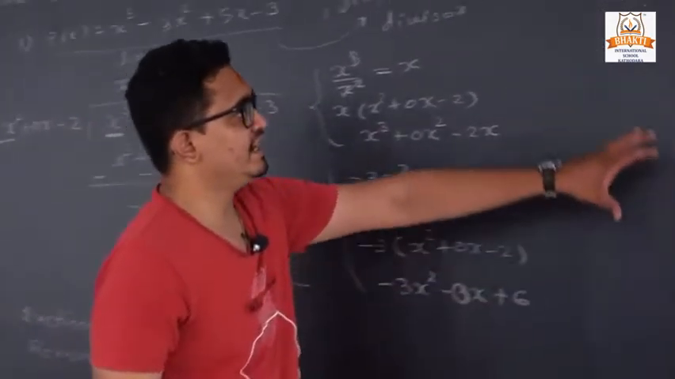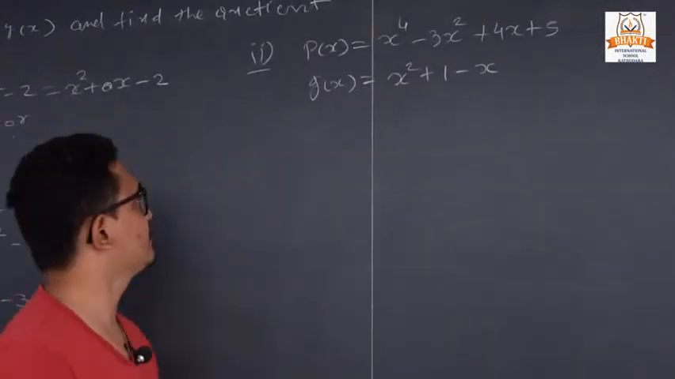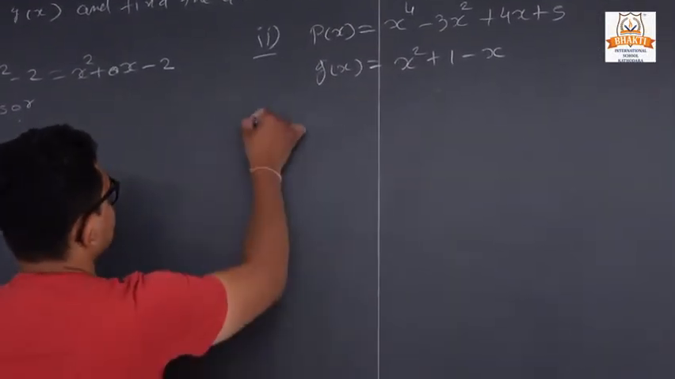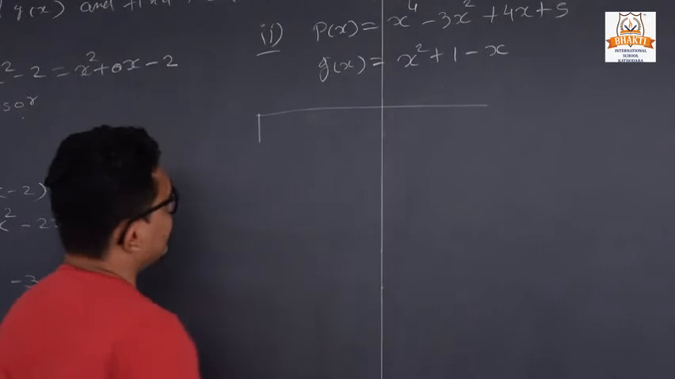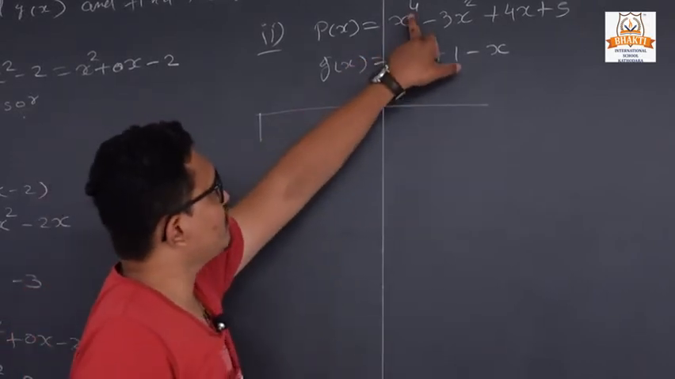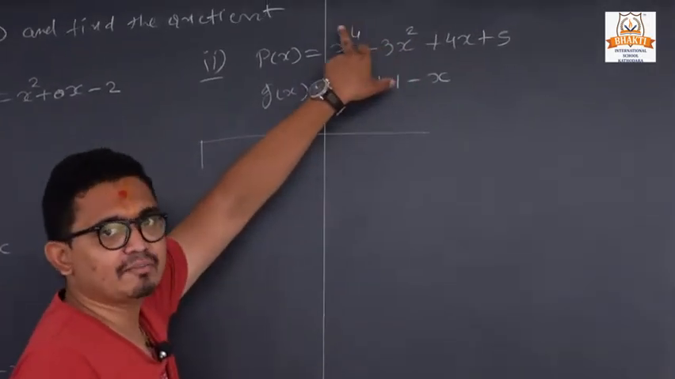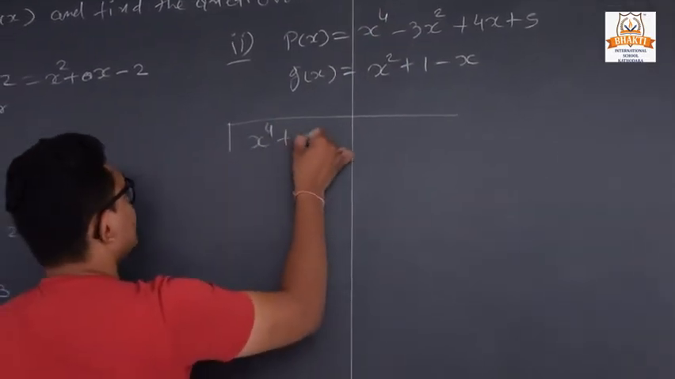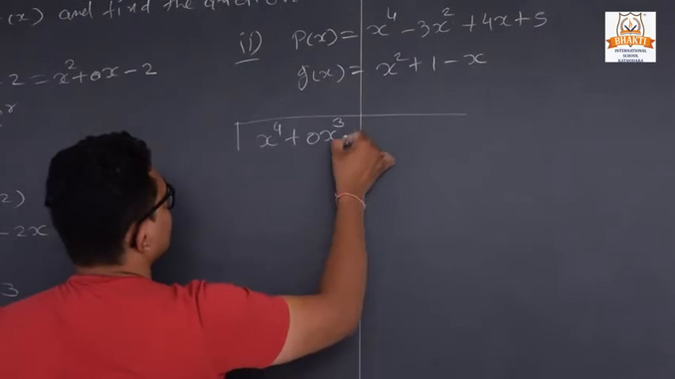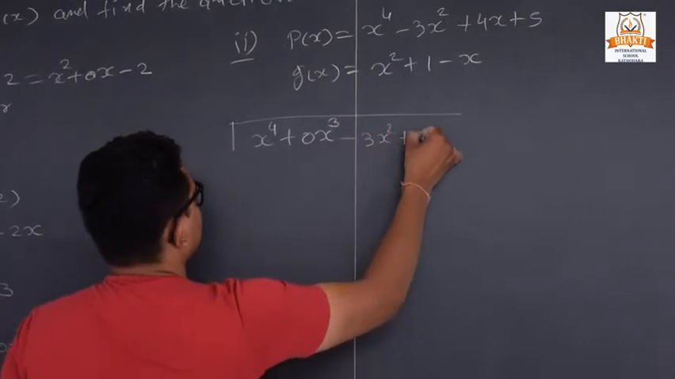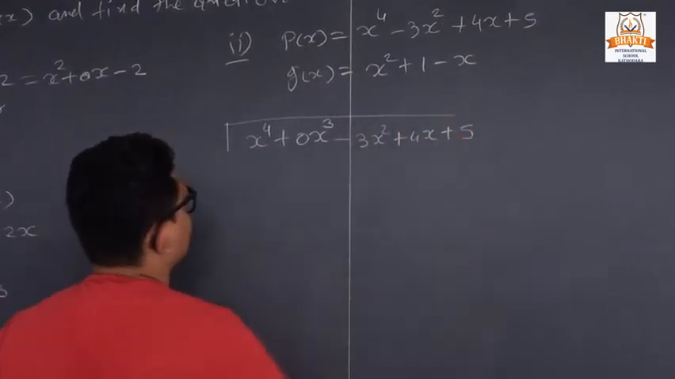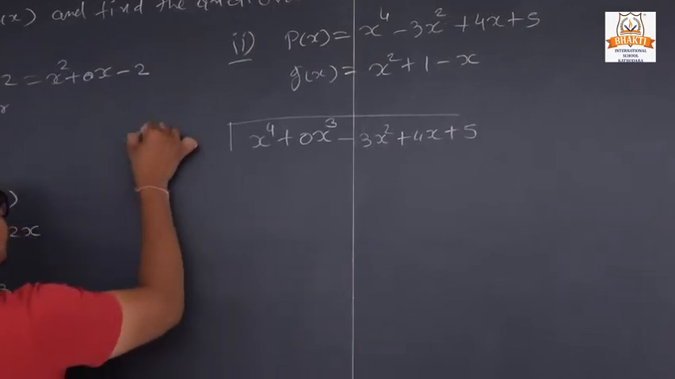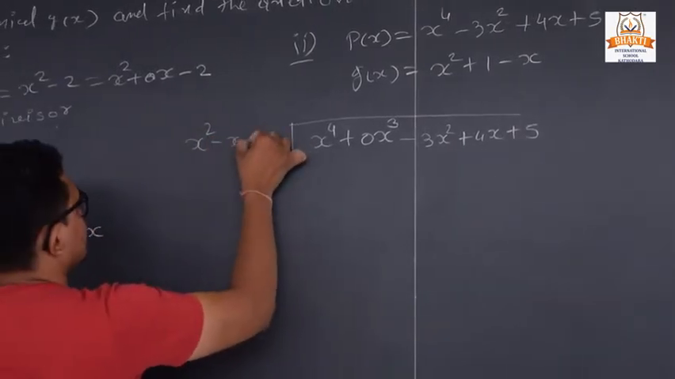Now second and third both are the same sum. So we are starting our question number 2. Here once again see that power 4 then power 2. So here the power 3 is missing. So we can also write like that, x raised to 4 plus 0x cube minus 3x square plus 4x plus 5. And it is divided with x square minus x plus 1.